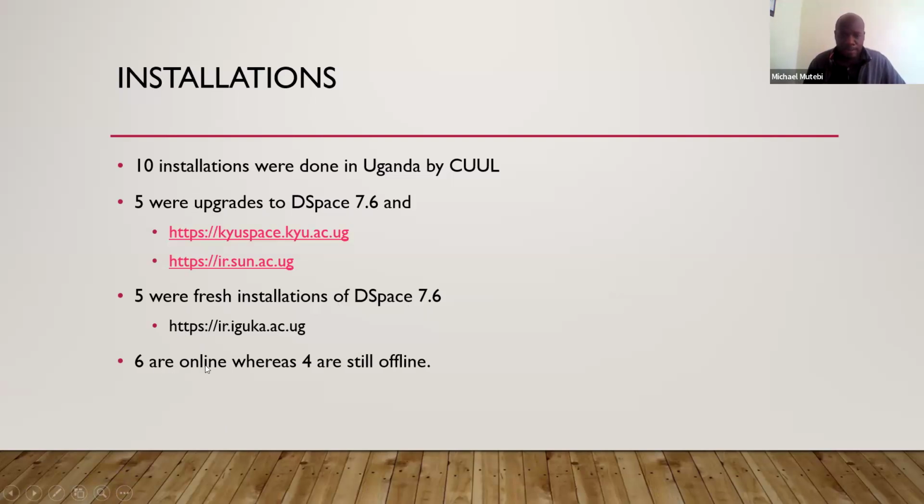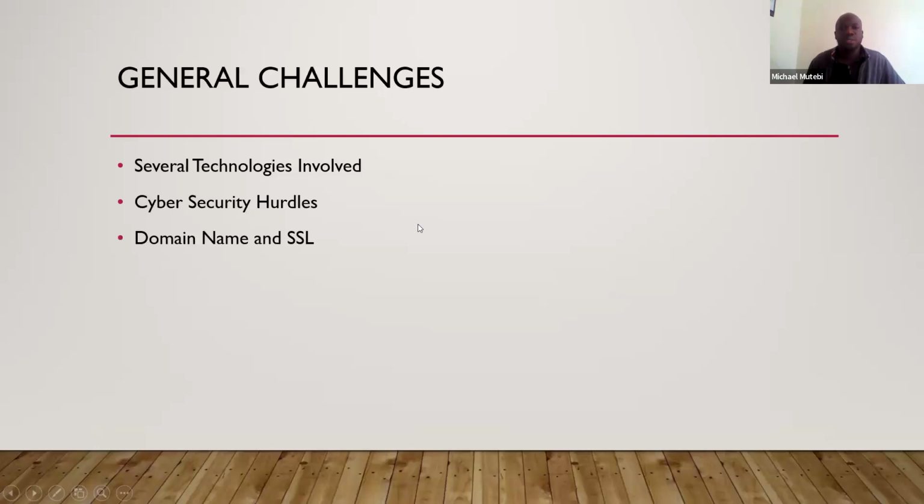6 of the 10 are online, whereas 4 are still offline. That's one of the challenges I'll be talking about. So the general challenges: DSpace 7.6, which we're upgrading to, has several technologies involved, and there are challenges that come with that. Then there's cybersecurity hurdles, which I'll elaborate on, and the issue of the domain name and secure access SSL.